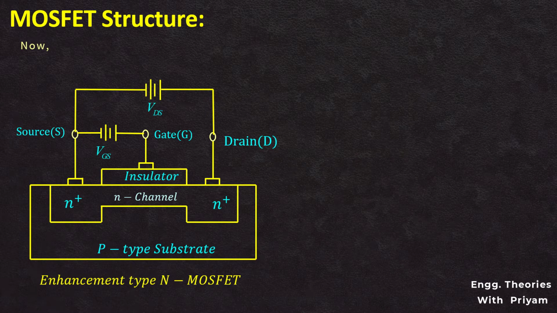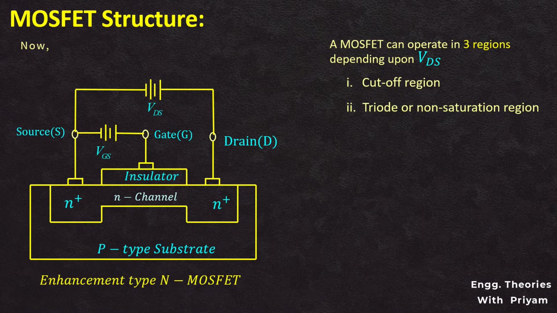A MOSFET can operate in three regions depending on the applied voltage between source and drain, or VDS, and these regions are classified as the cutoff region, the triode region or non-saturation region, and the saturation region. In the three different regions, the value of the drain current ID will be different. That's all for the basics of MOSFET.